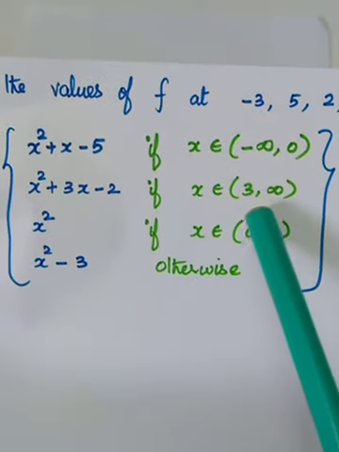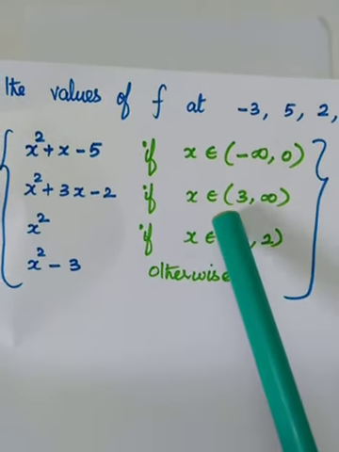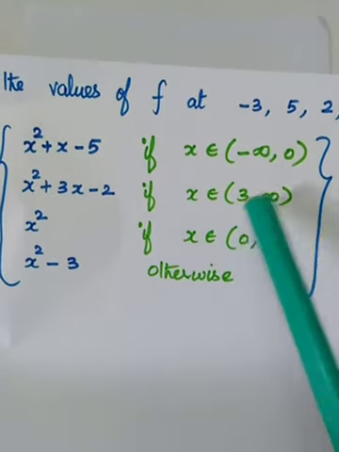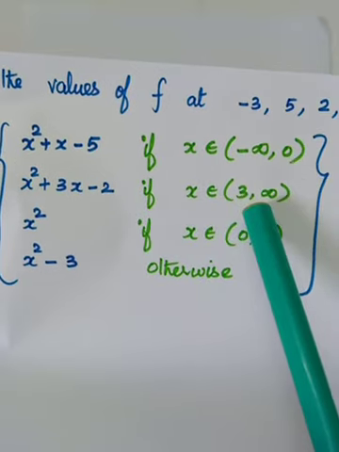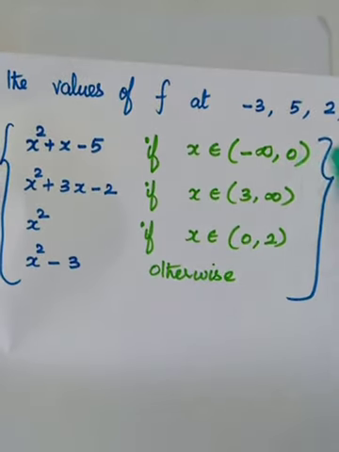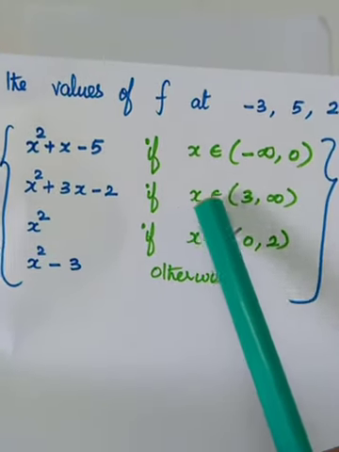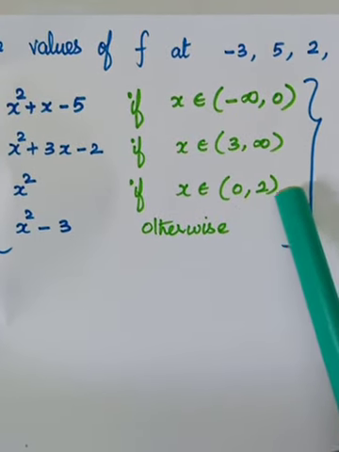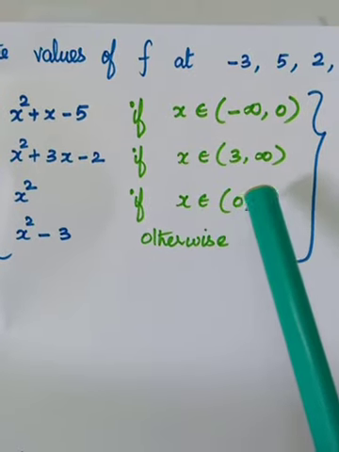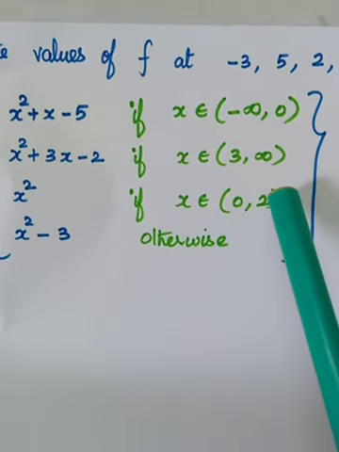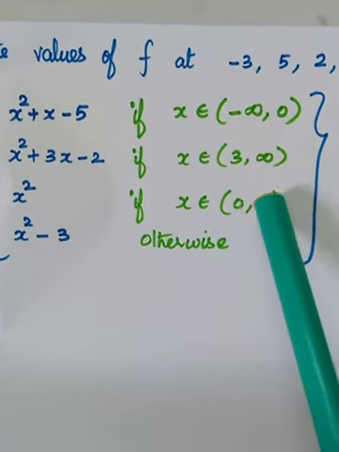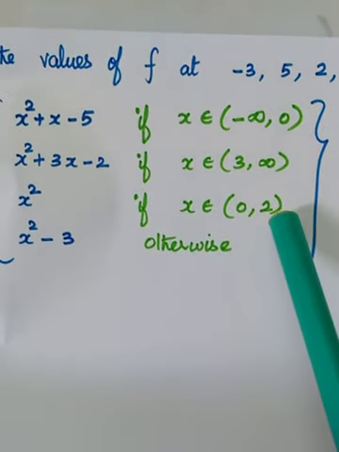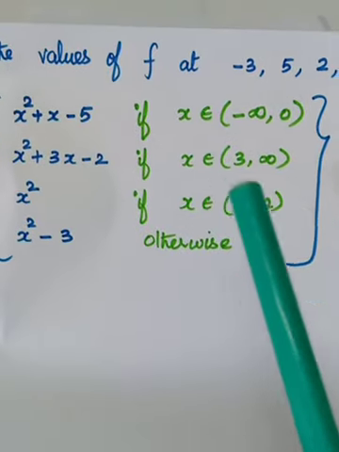So this is also an open interval. So 3 is not included and infinity is also not included. So all the real numbers from 3 to infinity are included in this interval. Next one, it is also an open interval. An open interval means the endpoints are not included. So 0 is also not in this interval and 2 is also not included in this interval.